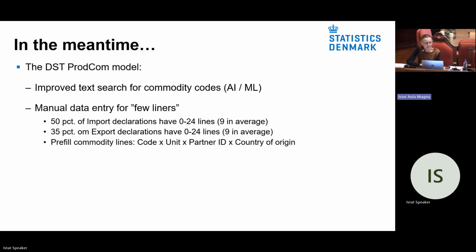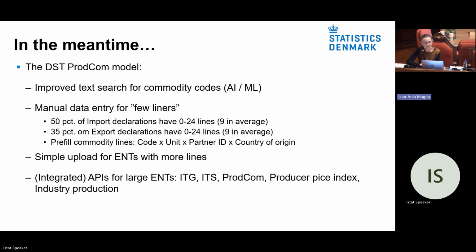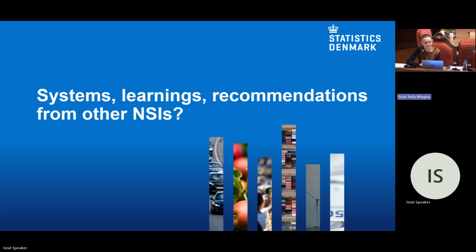Yeah, and if we look into Intrastat, a lot of the reports have less than 25 lines. So they type in this information manually now. So maybe we could make a simple reporting solution for them, and we could pre-fill all the information from last time in this reporting solution. And then we will supply it with a simple upload for the enterprises with more lines. And then, of course, we're looking into this integrated API to go across more surveys.